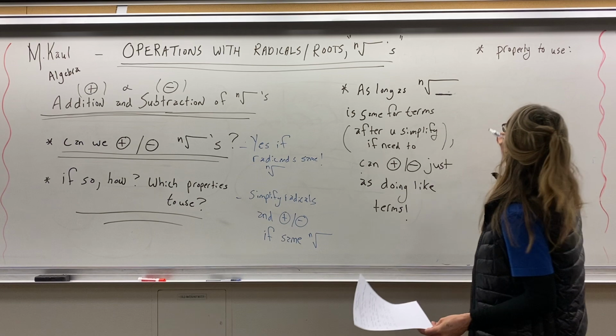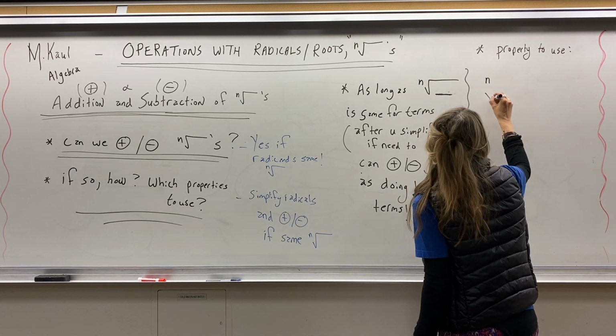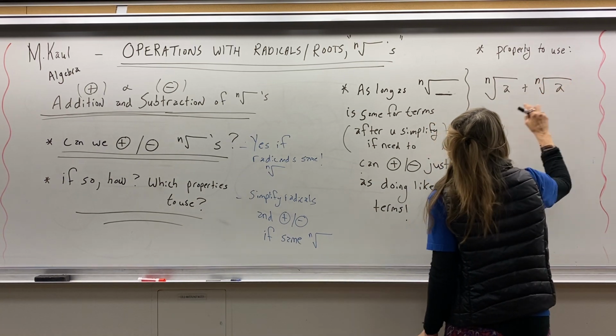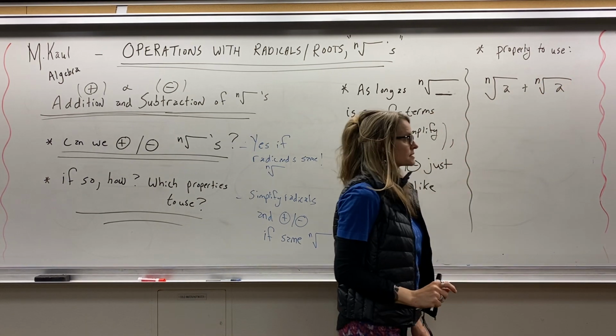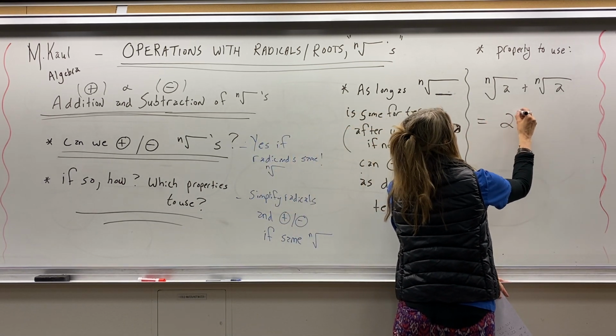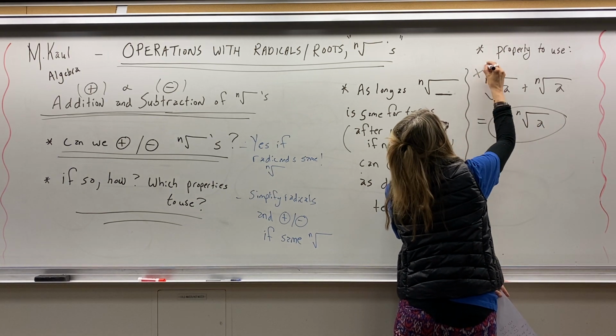to use would be if I had the nth root of a plus the nth root of a. I have one of these and another one of these that's exactly the same. That means I have two of these. Okay, so that's my rule of addition here.